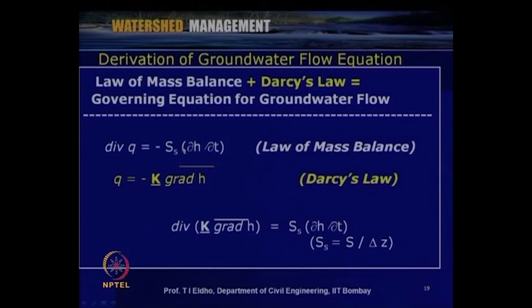So, here this is the representation of Darcy's law, and then the law of mass balance with respect to this. Finally, using both we get the divergence of K gradient h is equal to Ss del h by del t. This equation we can obtain, which is the governing groundwater flow equation.